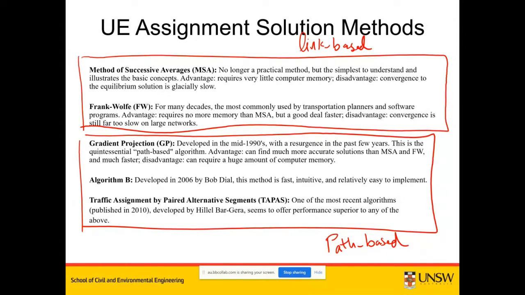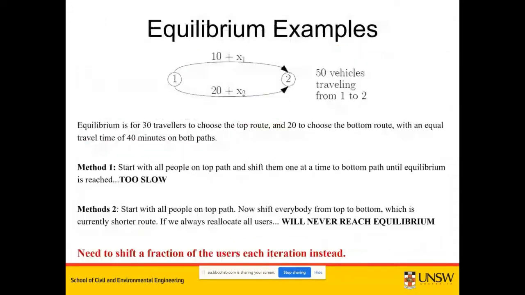They've been around for many decades. One problem with them is they are usually slow in convergence, so it takes a very long time and many iterations to reach convergence on large networks, while path-based methods like gradient projection, algorithm B, or traffic assignment by paired alternative segments, known as TAPAS, are relatively faster and can reach convergence much quicker than link-based approaches. But there are pros and cons with each of them that we'll cover.